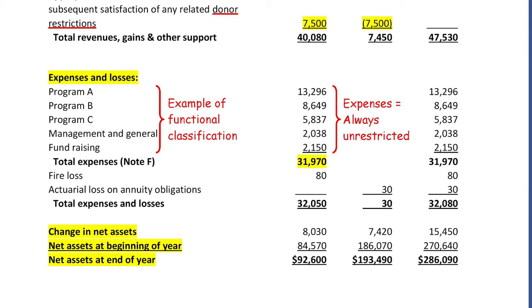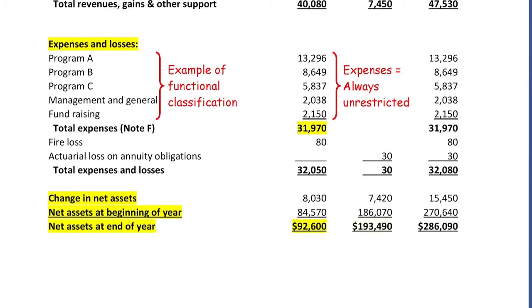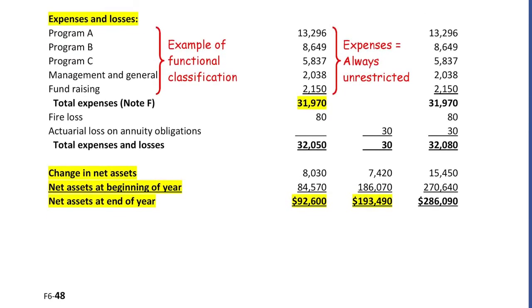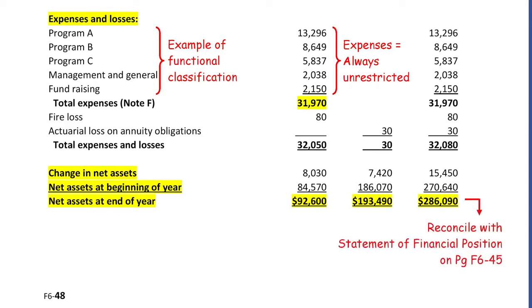So net assets at year end without donor restrictions, highlight $92,600. With donor restrictions, highlight 193,490. Total is $286,090. And let us reconcile this with the statement of financial position on page F6-45.